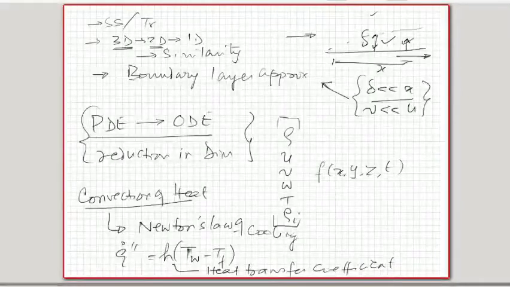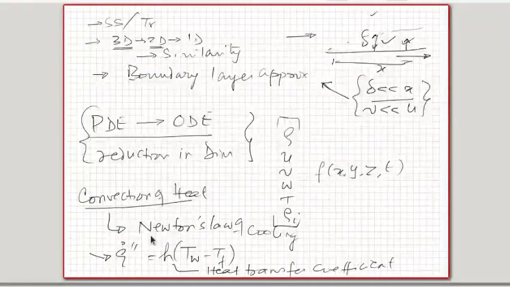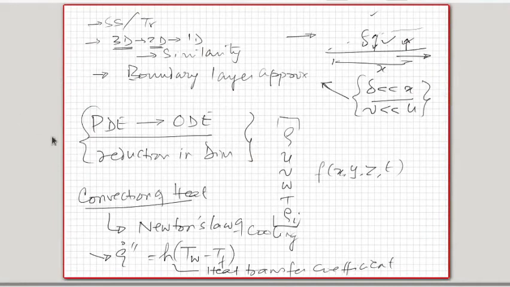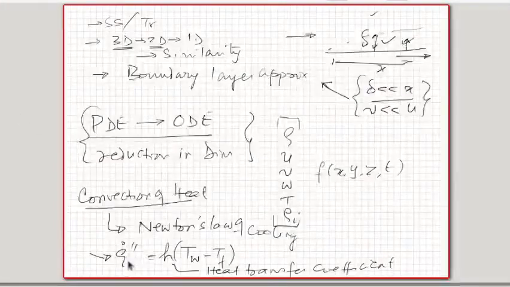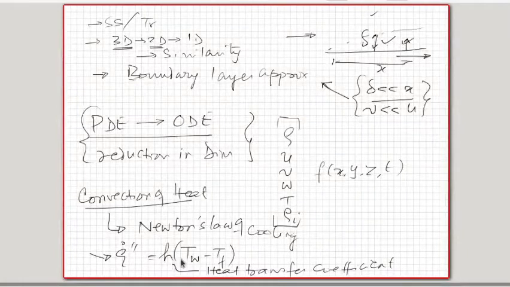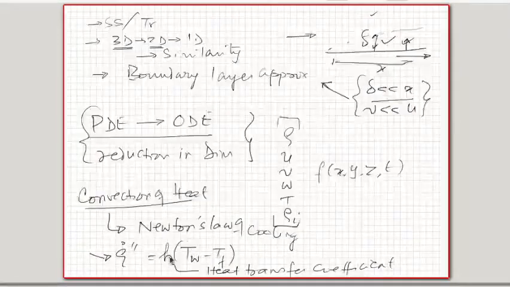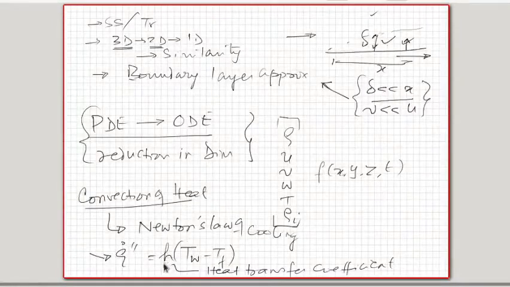Okay, so you should remember that this is an empirical observation that in the times of Newton, which was about 400 years ago, when Newton observed that wherever there is a fluid flowing adjacent to a solid, the heat transfer rate from the surface to the fluid is usually proportional to the temperature difference between the solid surface and the fluid, and therefore he characterized it using a heat transfer coefficient H.